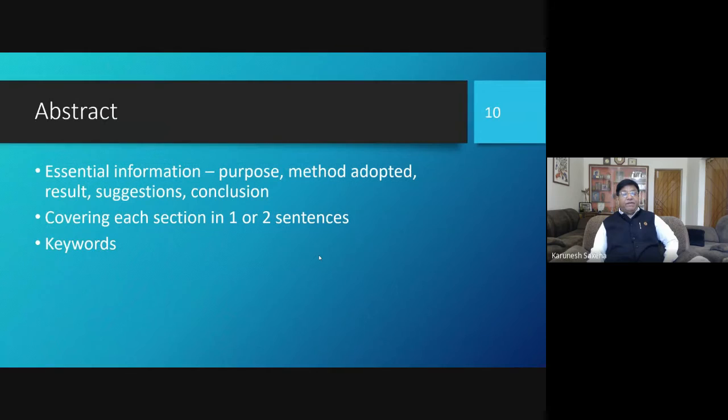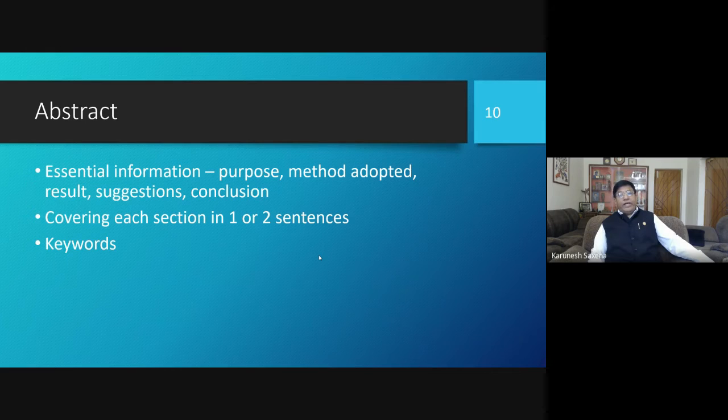Abstract is very, very important, because every good journal asks for an abstract. In their instructions for authors, they will mention that please write the abstract of your paper in 200 to 300 words, or maybe a maximum of 500 words, not more than that. But the most popular length is 200 to 300 words.